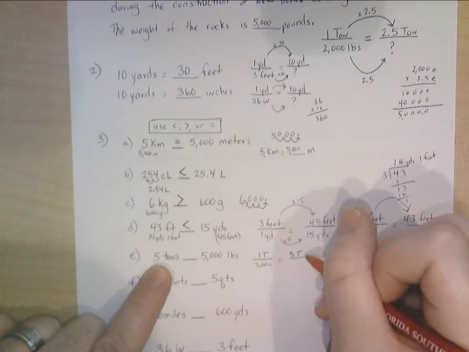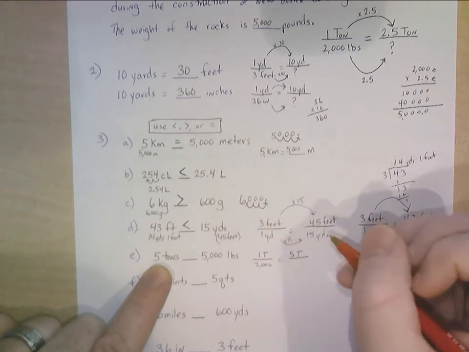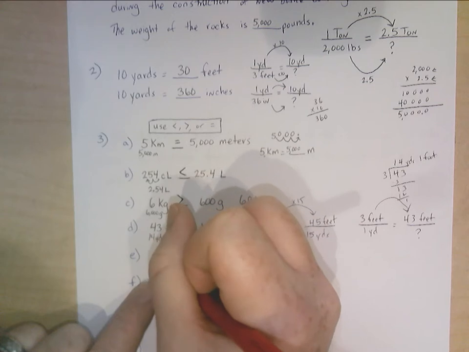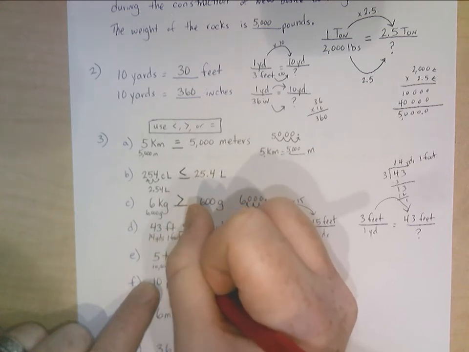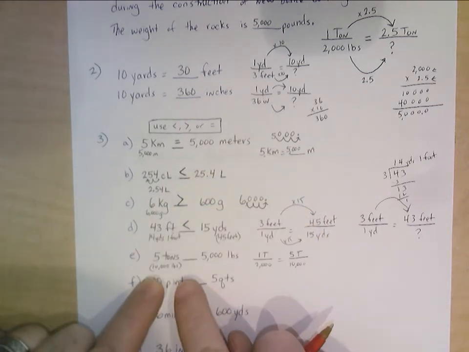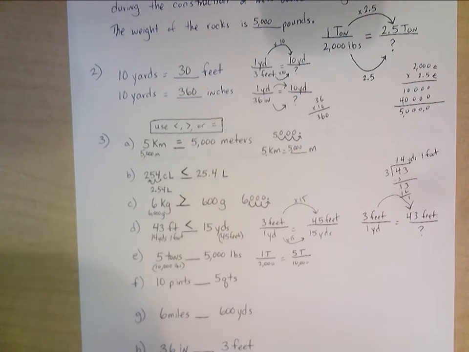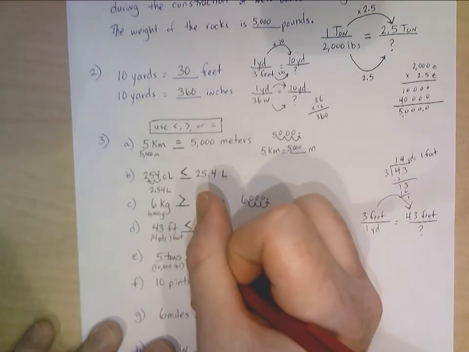Right? Goes in 5 times. 2,000 times 5 is 10,000. So this is actually 10,000 pounds. That's what that is. So the question is 10,000 pounds less than, greater than, or equal to 5,000 pounds? Well, it's going to be greater than.